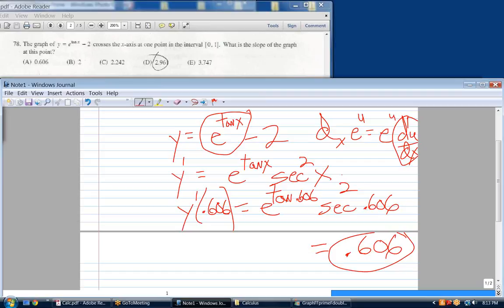Go ahead, what answer did you get? 2.432. 2.432. Yeah. I don't know, I'm looking to see if... oh, I did not square it. That might be the problem. Okay.